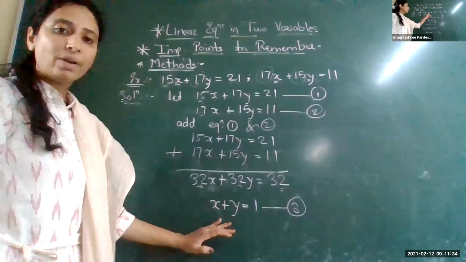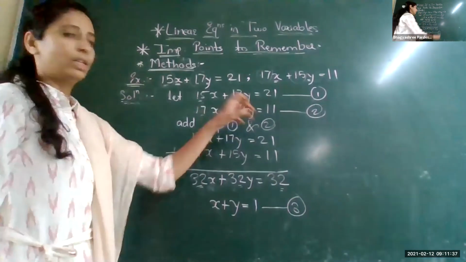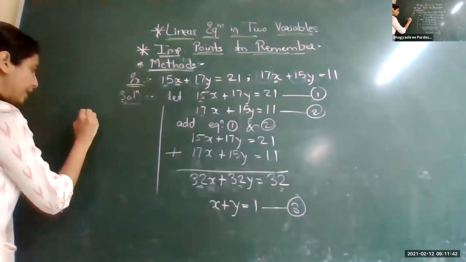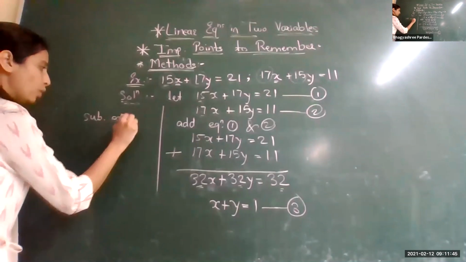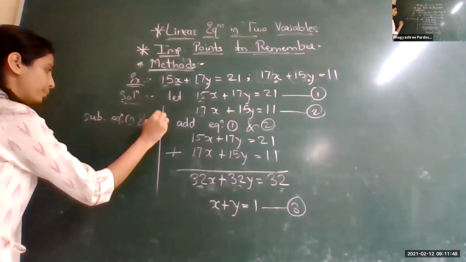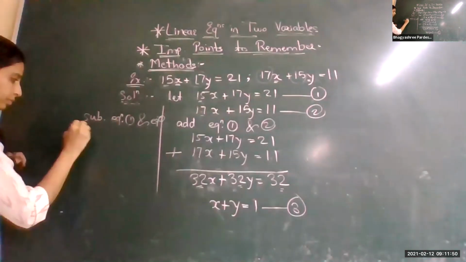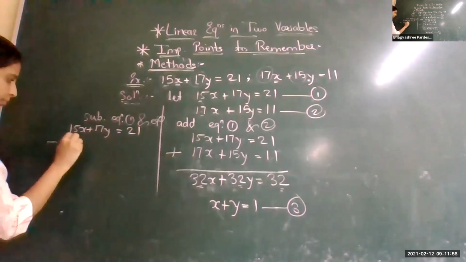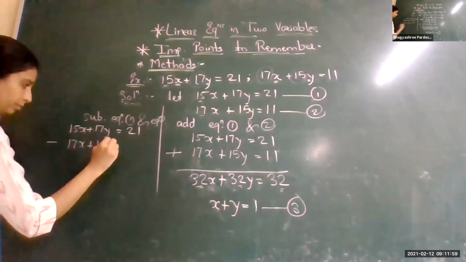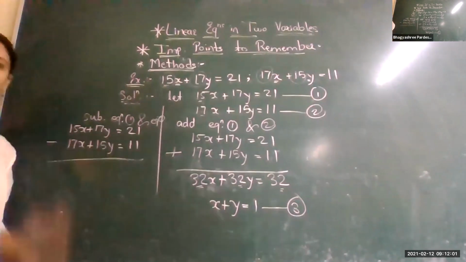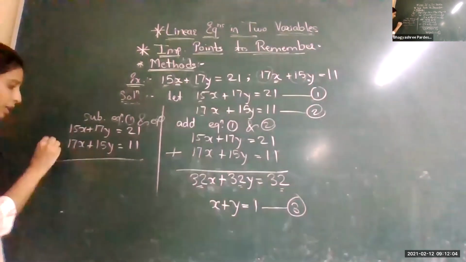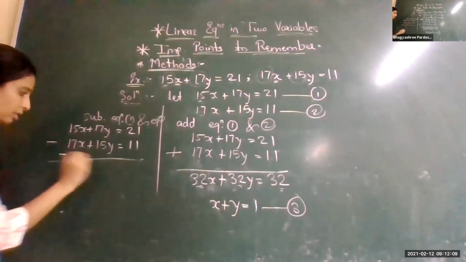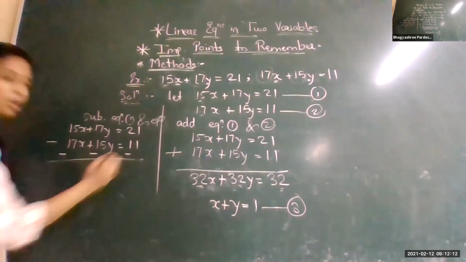Why have we done this? Because the numbers were the same. And next, I am going to subtract equation 1 and equation 2. Now subtract this. Again, you know very well, if we are subtracting, then the signs will change. That is, plus becomes minus, and this plus becomes minus. So all will get subtracted here.